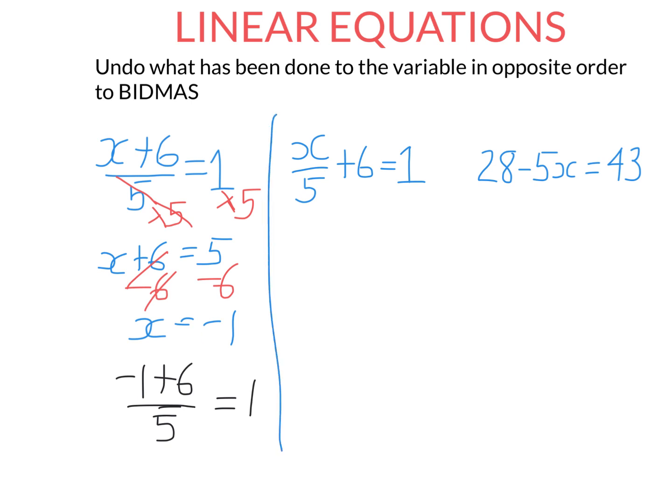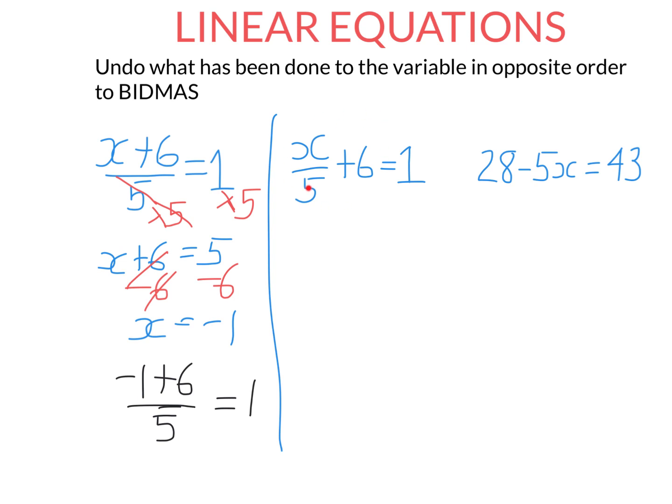All right, let's now look at this next example. It looks very similar to the first example. The only difference between these two equations is order of operations. Here I added 6 first, then divided by 5. In this second one, I divided by 5 first and then added 6. When we change the order of operations, we're going to get a totally different answer. So that's why it's really important when you're solving equations, you've got to undo things in the correct order.